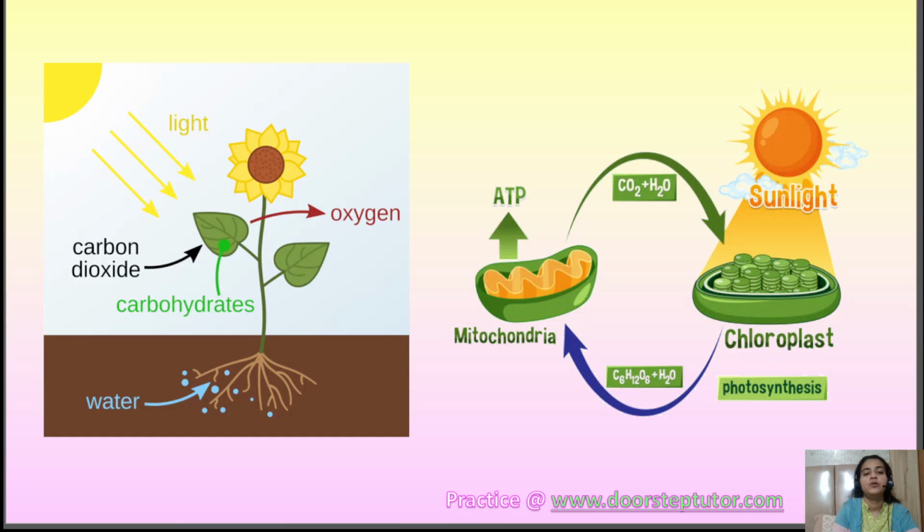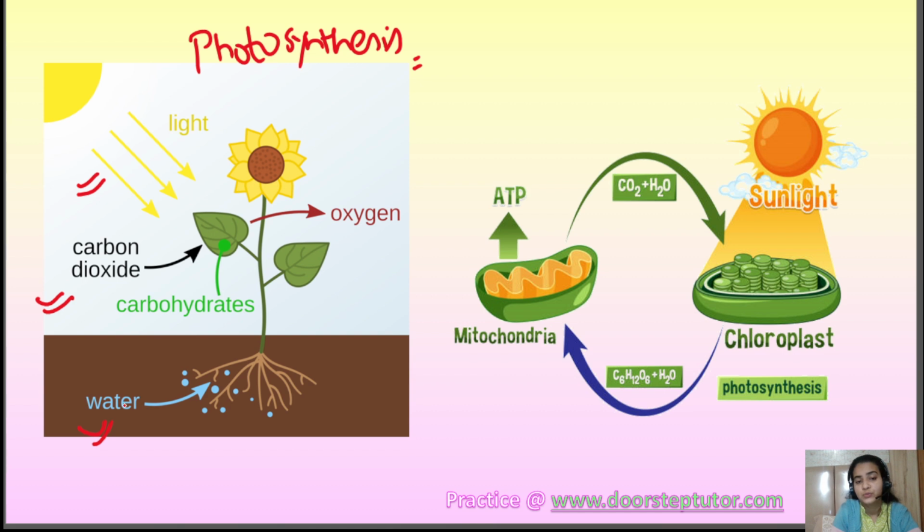Now let's have a look at this diagram. It shows the process of photosynthesis. In photosynthesis, you can see that light is used, carbon dioxide is used, and water is used. And as a result, carbohydrates, that is the food, are prepared in the leaves, the green part of the plant which contains chlorophyll. And after this, oxygen is released as a byproduct.